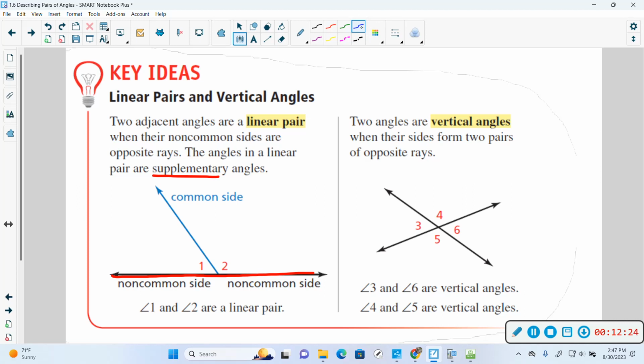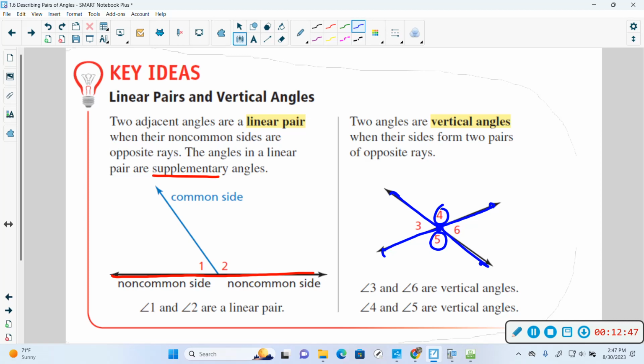Vertical angles. Now, vertical angles, common vertex, okay? And this is how I kind of look at it. Like for instance, 4 and 5 are vertical. So they make an X. So I'm looking at 4 and 5, they make that X, they have a common vertex and opposite rays.